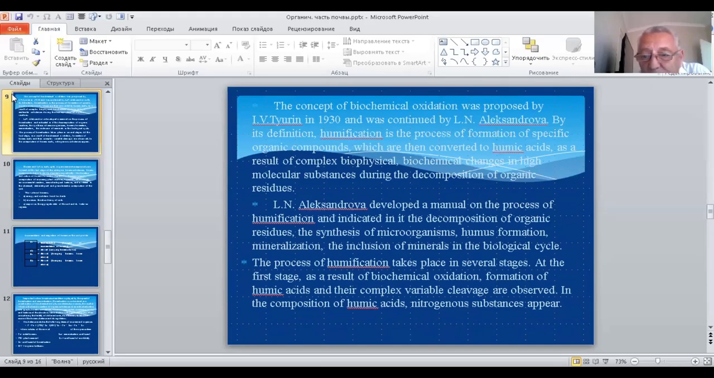Alexandrova developed a manual on the process of humification and indicated in the decomposition of organic residues the synthesis of microorganisms, humus formation, mineralization, and inclusion of minerals in the biological cycle. The process of humification takes place in several stages. The first stage is a result of biochemical oxidation, formation of humic acid, and variable cleavage of the complex. Nitrogen substances are observed to appear in the composition of humic acid.